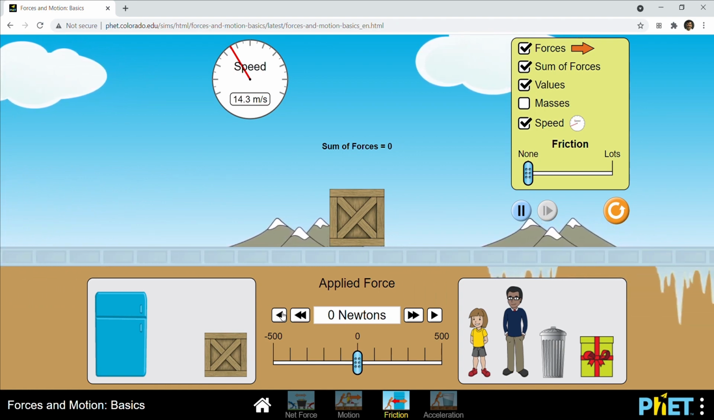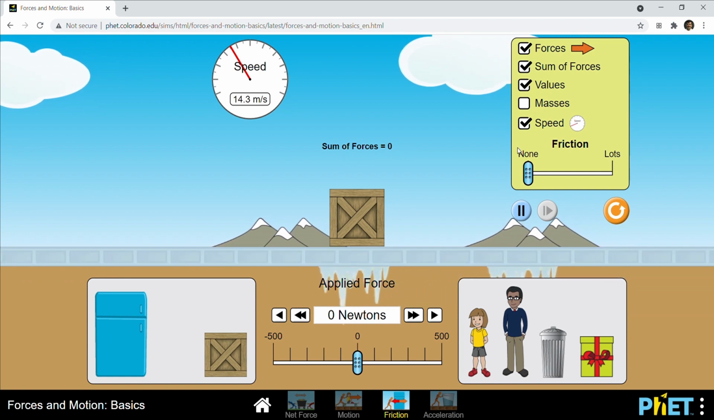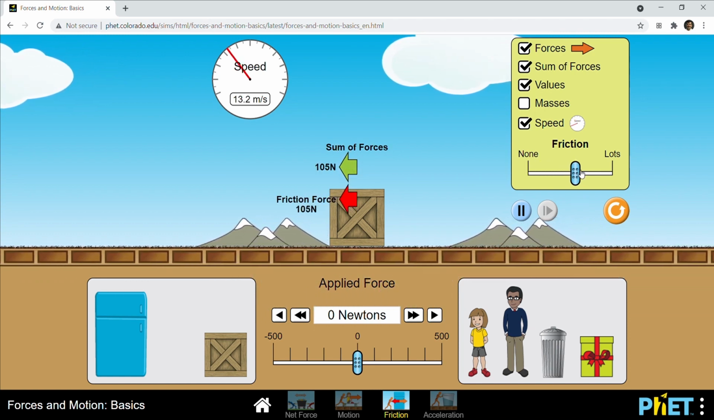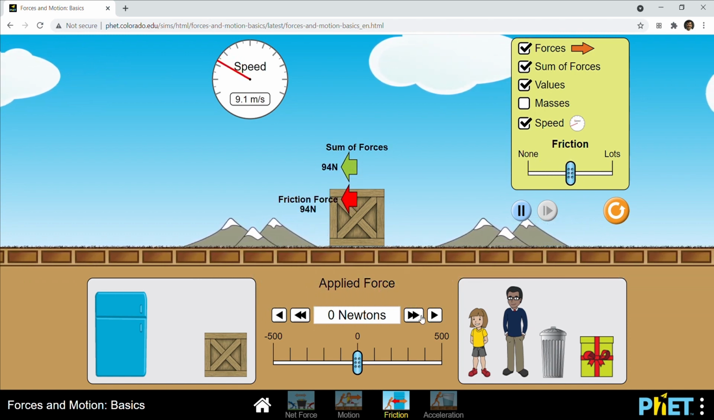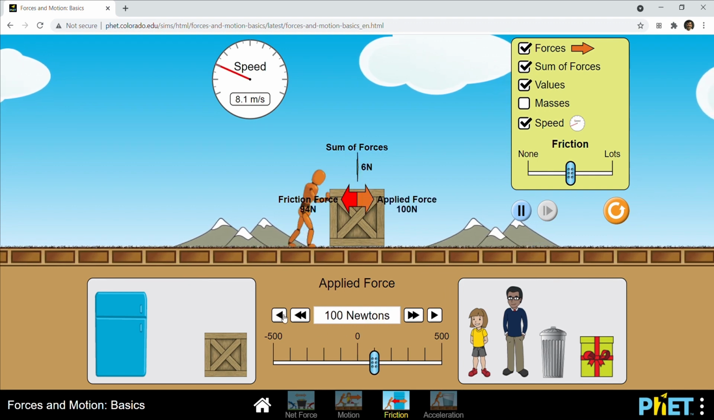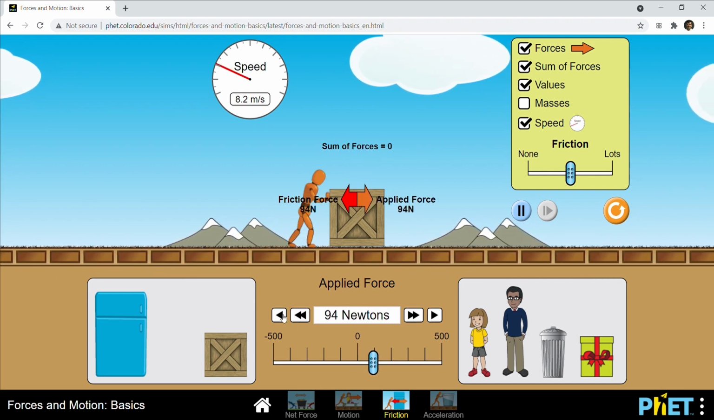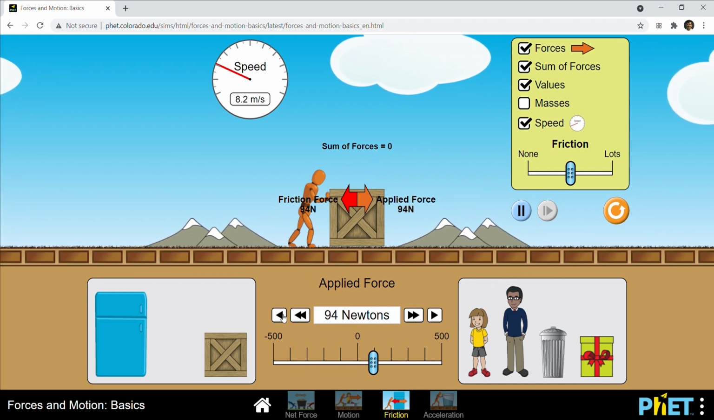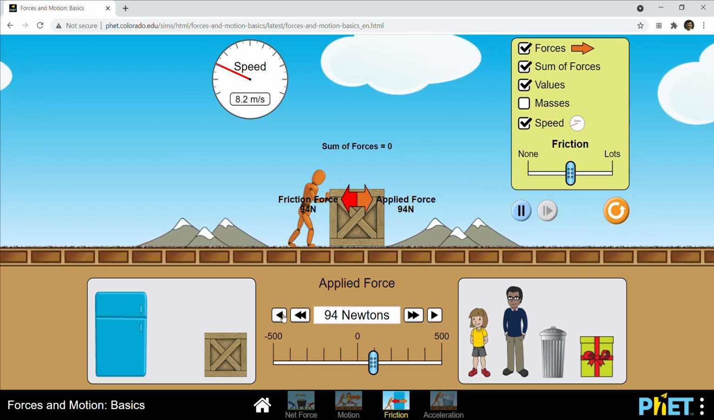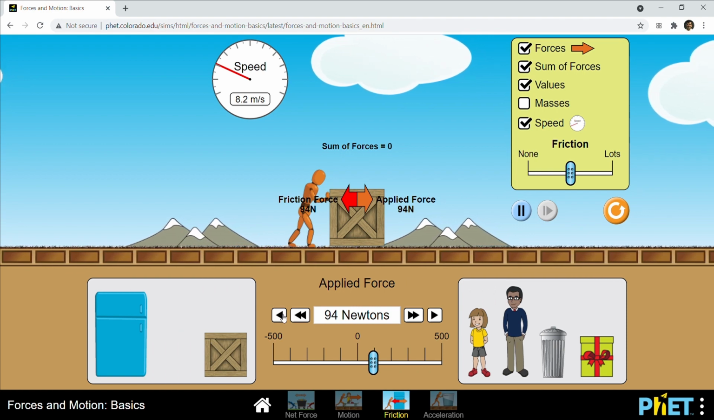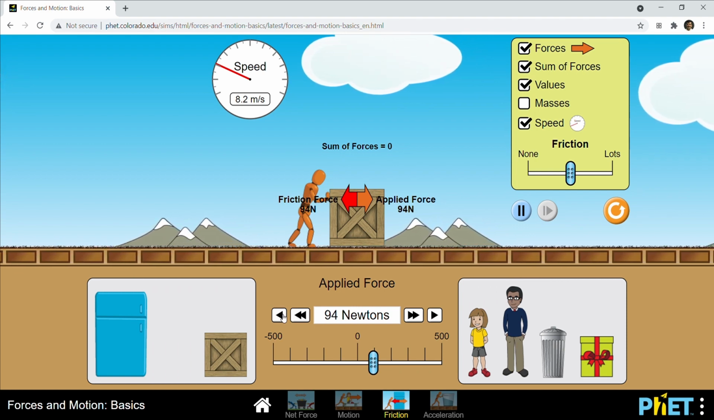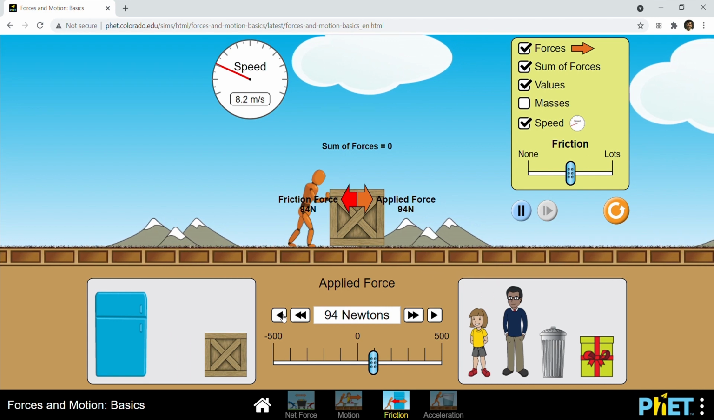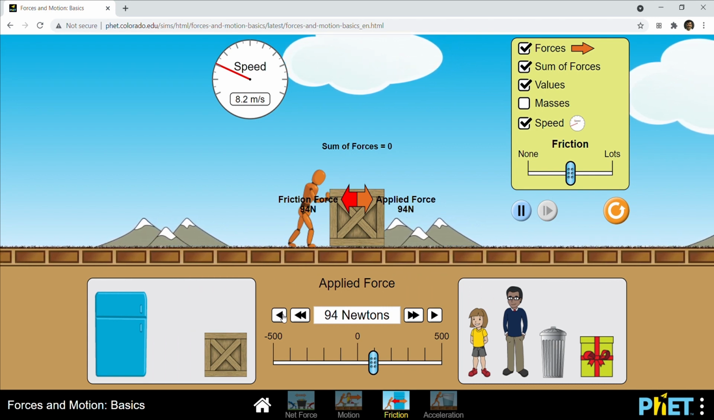If I bring friction back, and I want it to move at constant speed, then I have to once again apply a force to exactly balance the friction force. So if the forces are exactly balanced, then the box is once again moving at constant speed. So moving at constant speed means the forces balance.